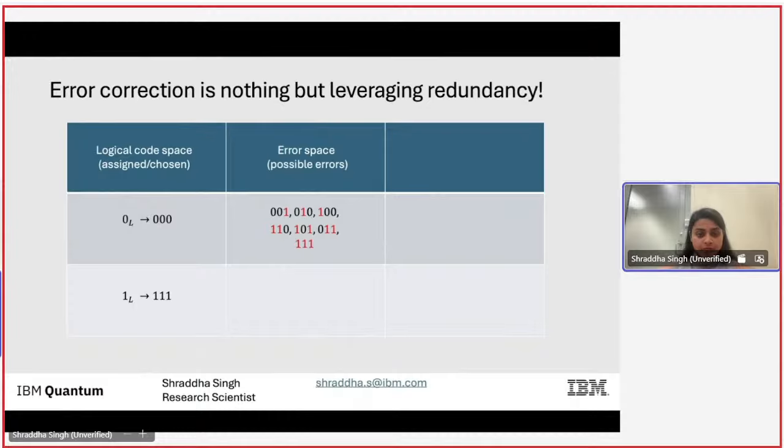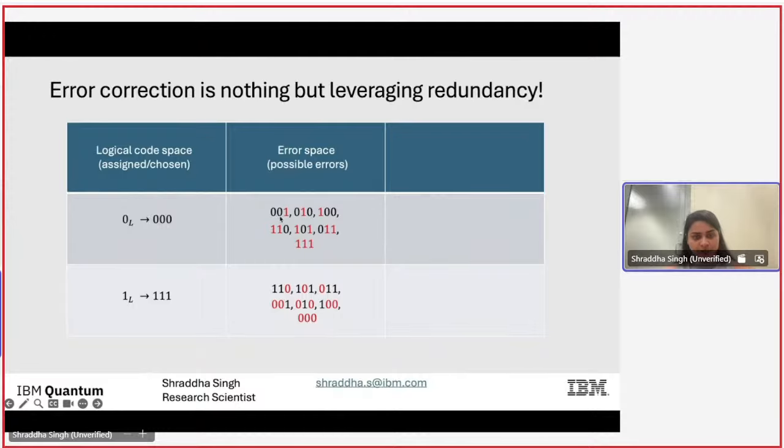There could be errors on the 0 state, which take you to the 1 state. In the first row, you can see all possible single qubit errors. In the second row, you can see all possible 2-qubit errors. And in the third row, you have the one possible 3-qubit error. Similarly, the 1 logical can also undergo single qubit, 2-qubit, and 3-qubit errors. And you can see that in the error space, some of the states overlap for 0 logical and 1 logical.